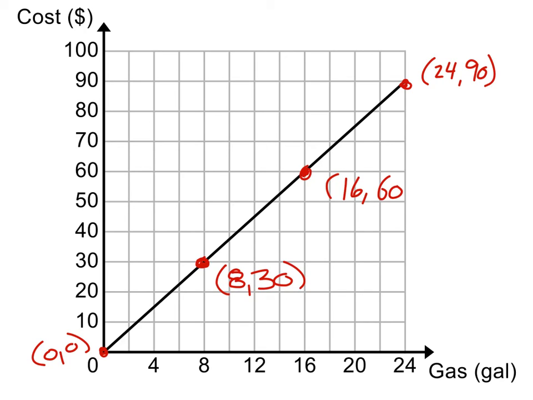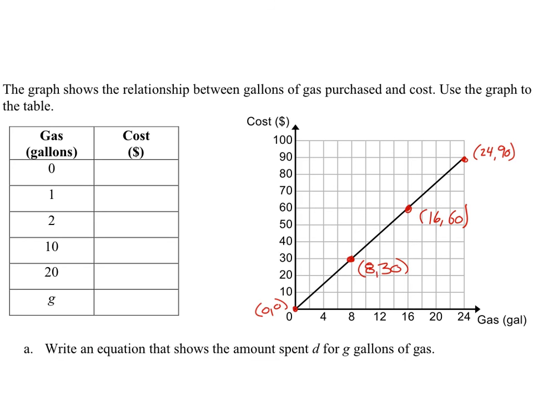Alright, so now that we have this, we should be able to figure out the values in the table. Already we know that 0 gallons of gas is going to cost 0 bucks. But how much would 1 gallon of gas cost? So we need to set this up. I'm going to do cost divided by the gallons. And right up in here, we can see that it's $30 for 8 gallons.